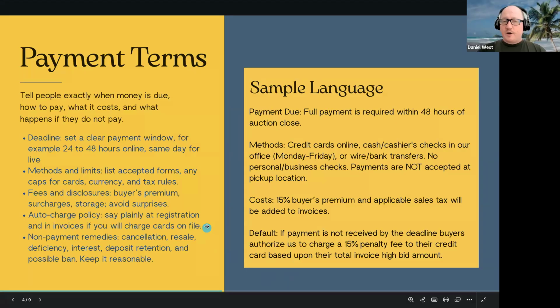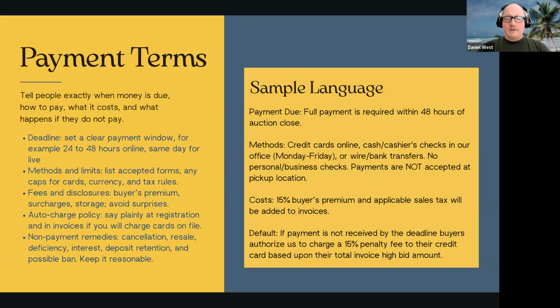If you are auto charging cards, for example, within our software system, there's an auto pay option where people who are enrolled in the auto pay program, their cards will be charged automatically as soon as the sale is over. If you have that enabled, be clear about what happens when it happens, if you have limits, what they can expect there. Generally speaking, you want auto charges to be an opt-in program. Some auctioneers make it an opt-out program. Either way, whatever you do, be very clear about the way that auto charges work. That's not one that you want to hide.